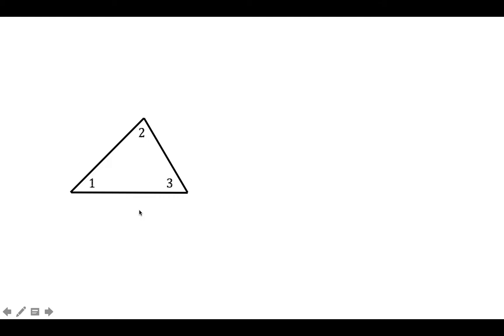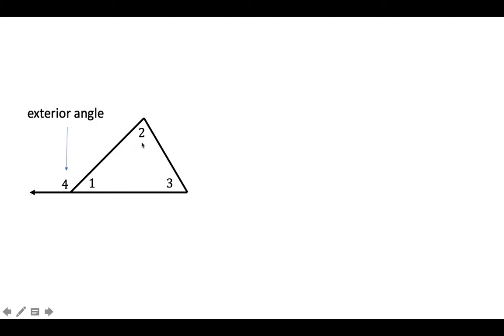In a triangle, angles 1, 2, and 3 are called interior angles because they are located inside the triangle. If we extend one of the sides of the triangle, it creates an angle outside. Let us name this angle 4. So angle 4 will be called an exterior angle of this triangle.